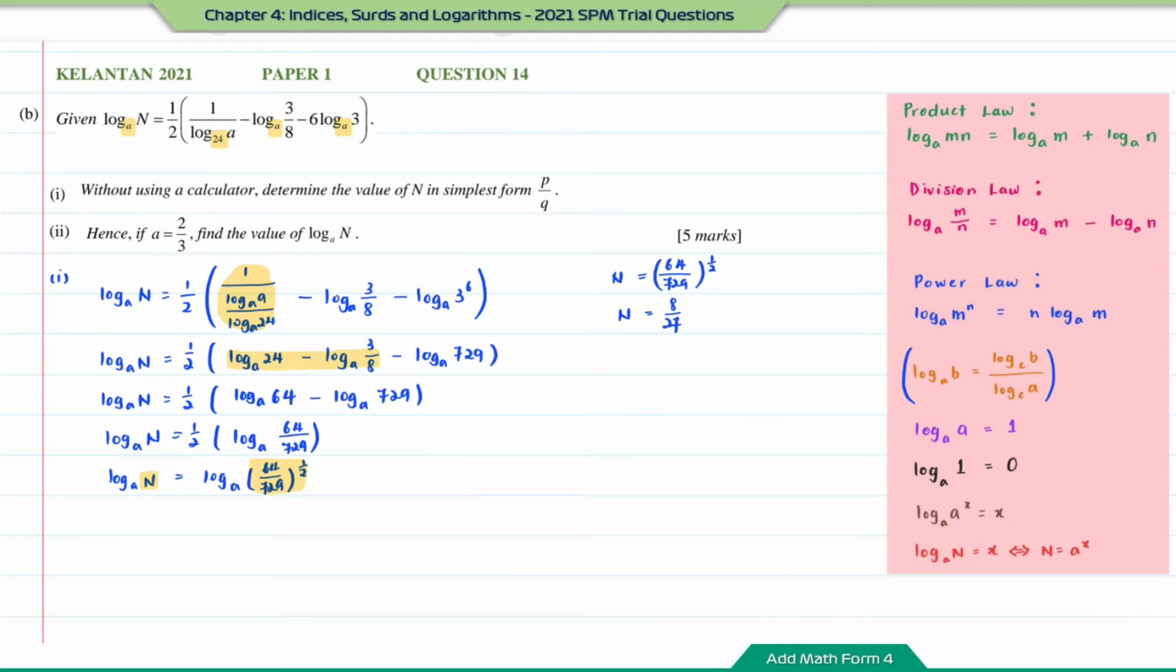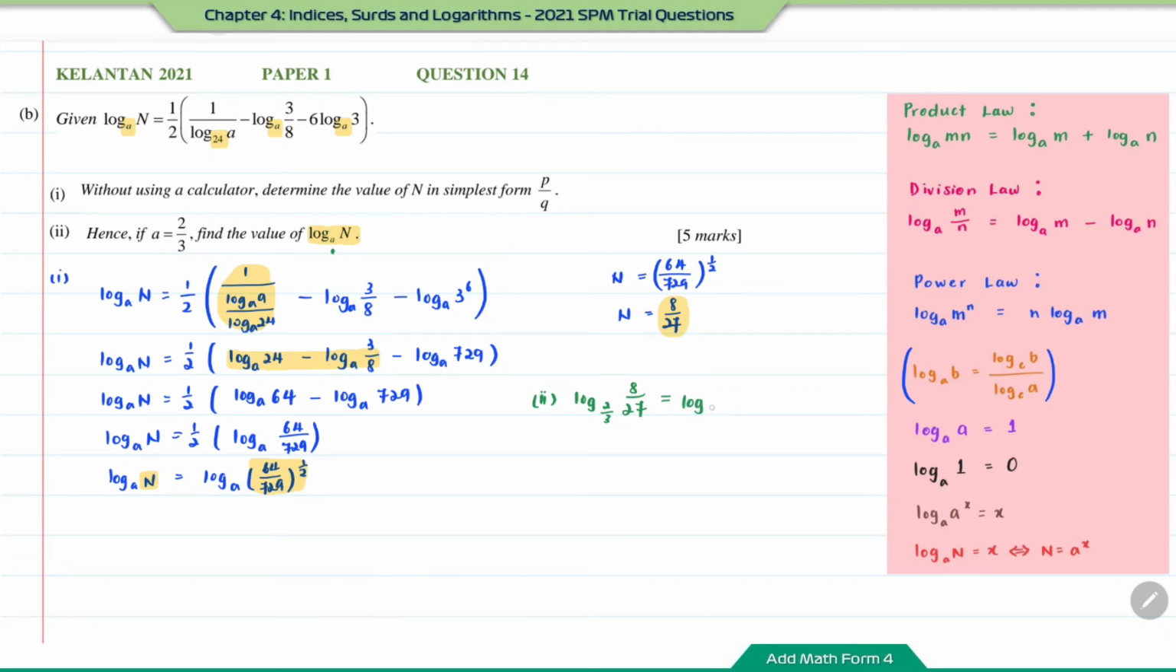So number 2. Hence, if a is equal to 2 over 3, find the value of log base a of n. So here for number 2, the a, we're going to substitute it with the value given, which is 2 over 3. And the n, we're going to substitute it with the value that we found, which is 8 over 27. So we want to find the value of this.